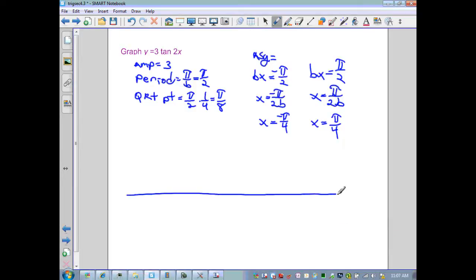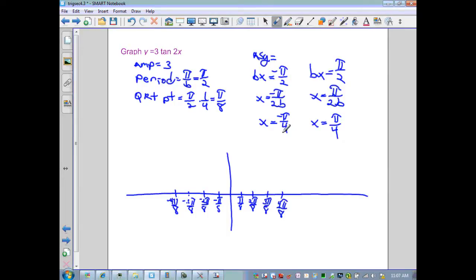Let's graph that information. Counting by our quarter point, which is pi over 8, is going to be 1 pi over 8, 2 pi over 8, 3 pi over 8, and 4 pi over 8, which gets me to my period, which is pi over 2. And then on the other side of the origin, negative pi over 8, negative 2 pi over 8, negative 3 pi over 8, and negative 4 pi over 8.